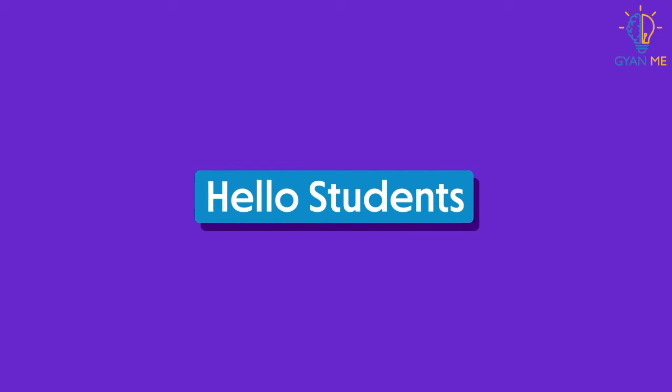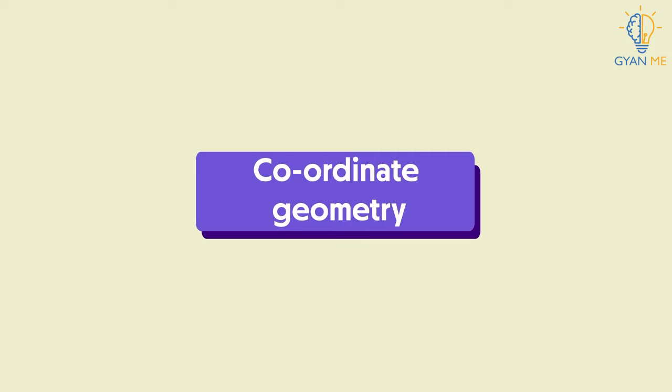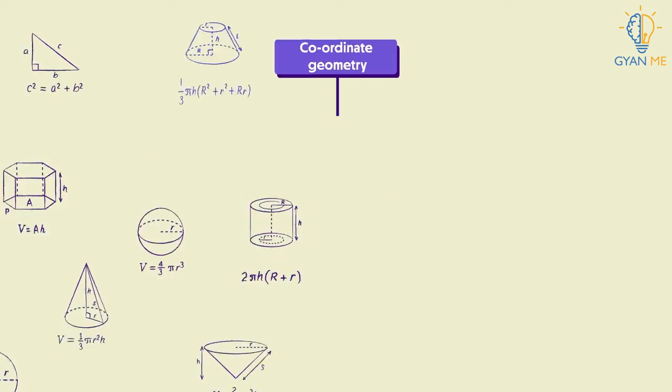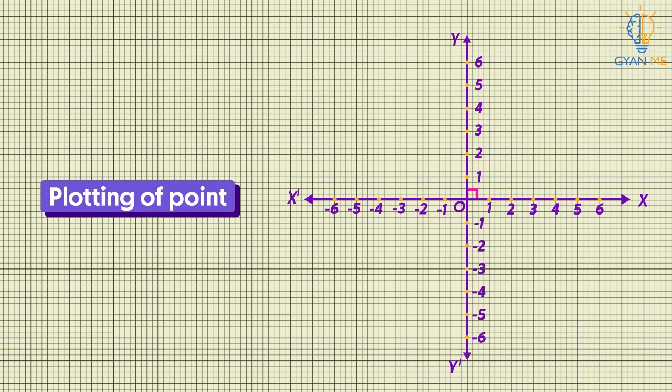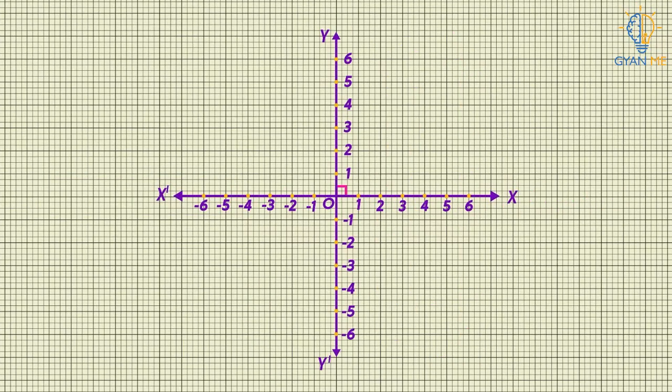Hello students. In our previous video, we learned about some basic concepts of coordinate geometry. And we asked you, can you plot the points if their coordinates are given? Well, let's see it today. Students, now we know what is coordinate plane. Coordinates are an ordered pair of a given point. So now let us quickly refresh our knowledge of plotting points in the given plane.